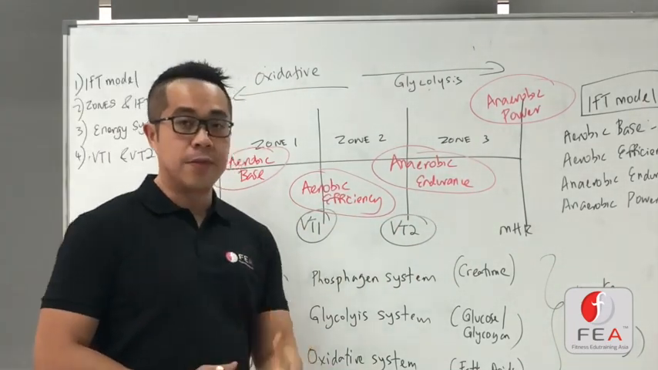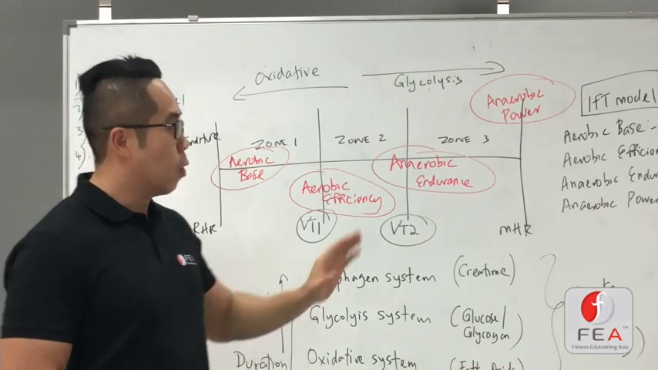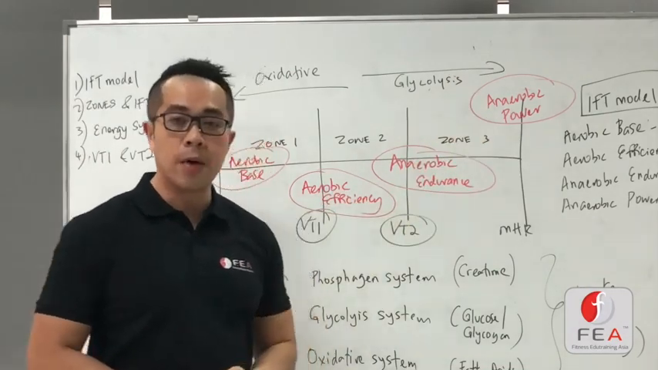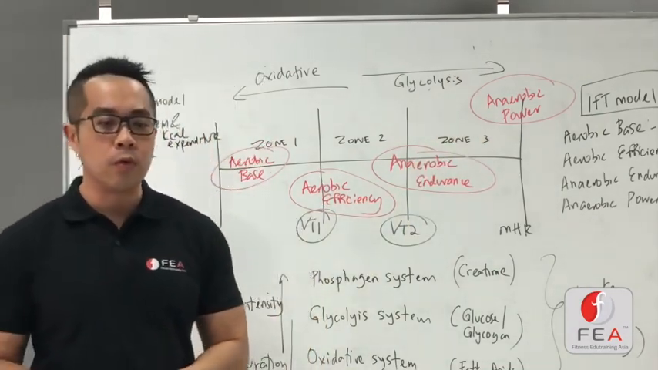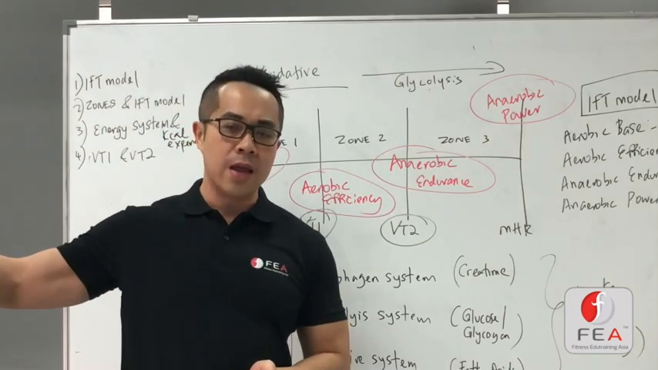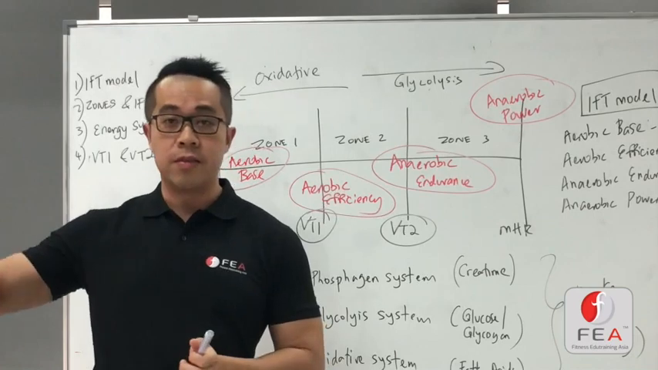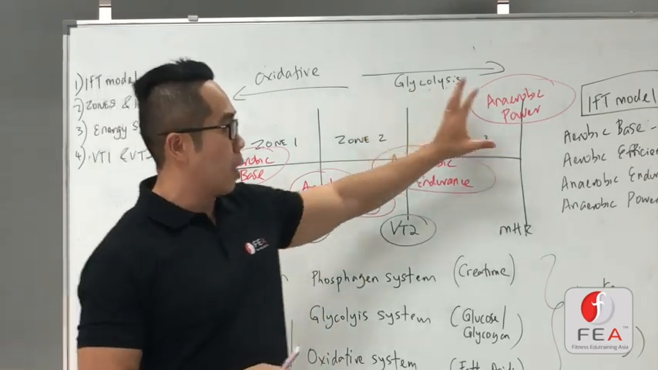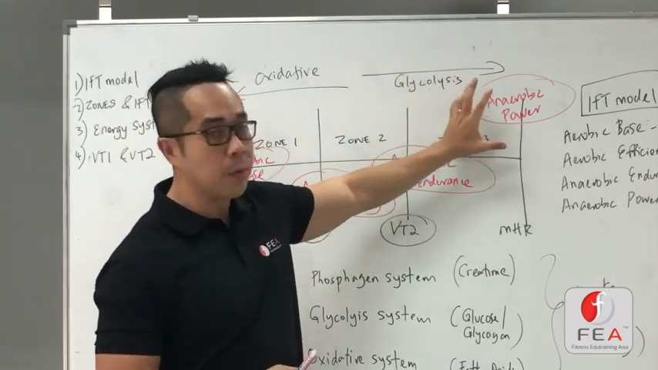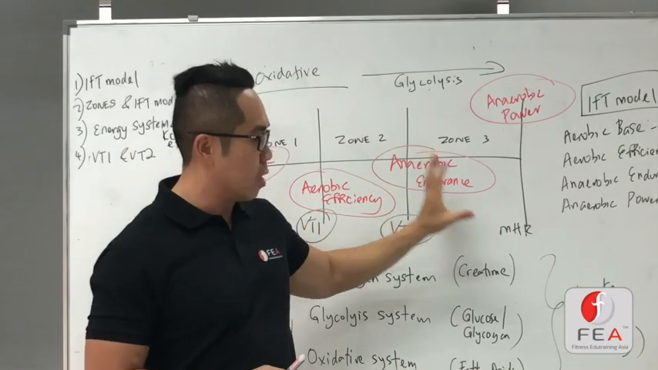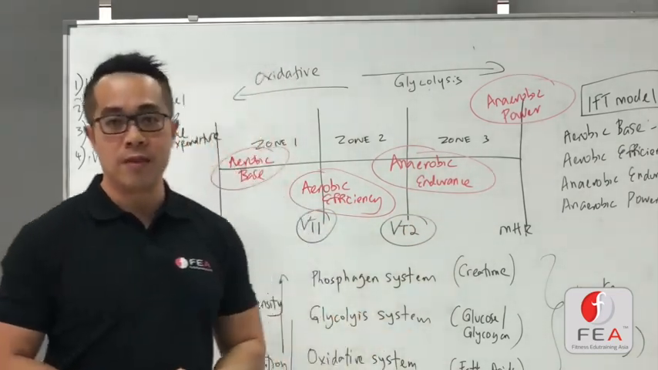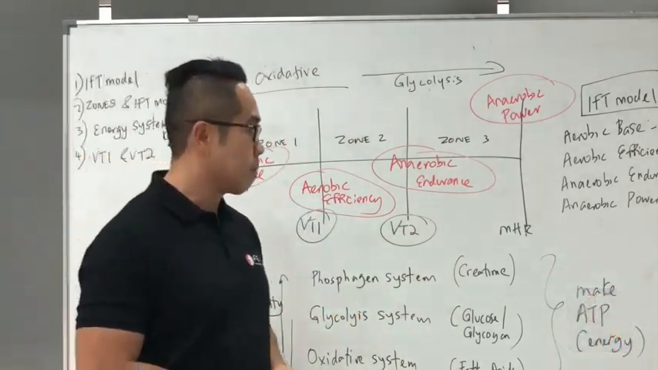The last phase of the IFT model of cardiovascular is to improve anaerobic power. That will usually help people who participate in long distance events and want to improve their short burst power within the long distance event. We call that anaerobic power. Usually, if you train for anaerobic power, you need to train near your maximum capacity or your maximum performance.